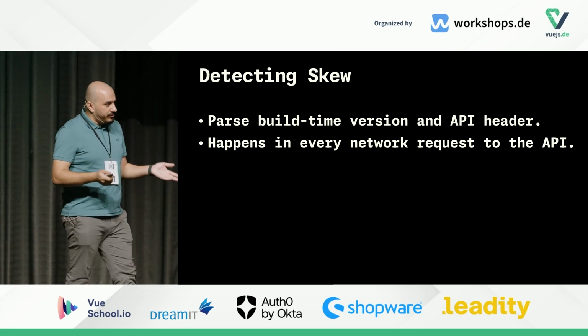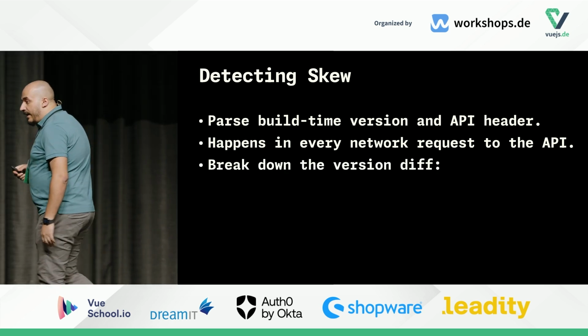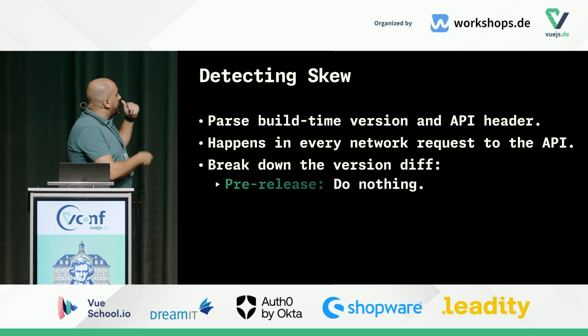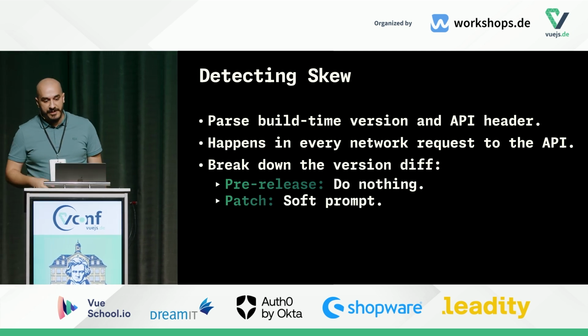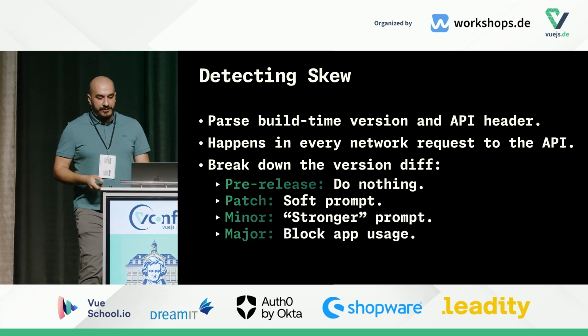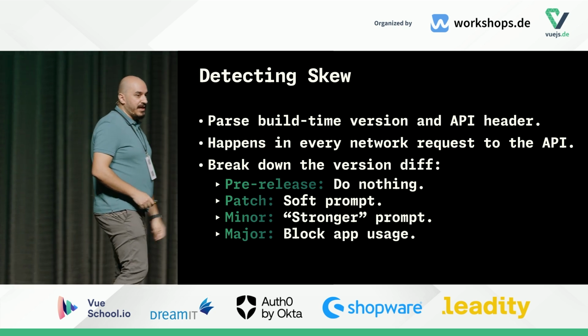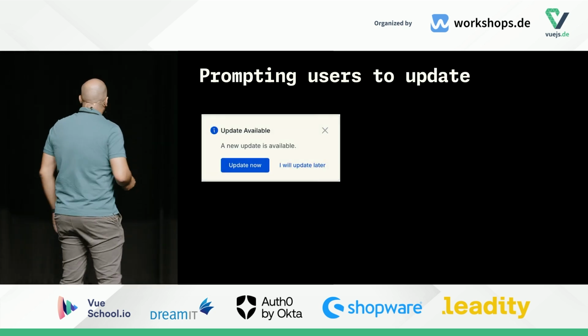We ship, I don't know, maybe 12 PRs in one day, so that means 12 different versions every day. And that means we need to break down the version difference. So if a pre-release changes, it's just a new commit, nothing changed, so nothing to worry about. If a patch, we need to soft prompt it. If a minor, we need a stronger prompt. And if a major change happens, we need to actually block the app users, because it will crash at some point.